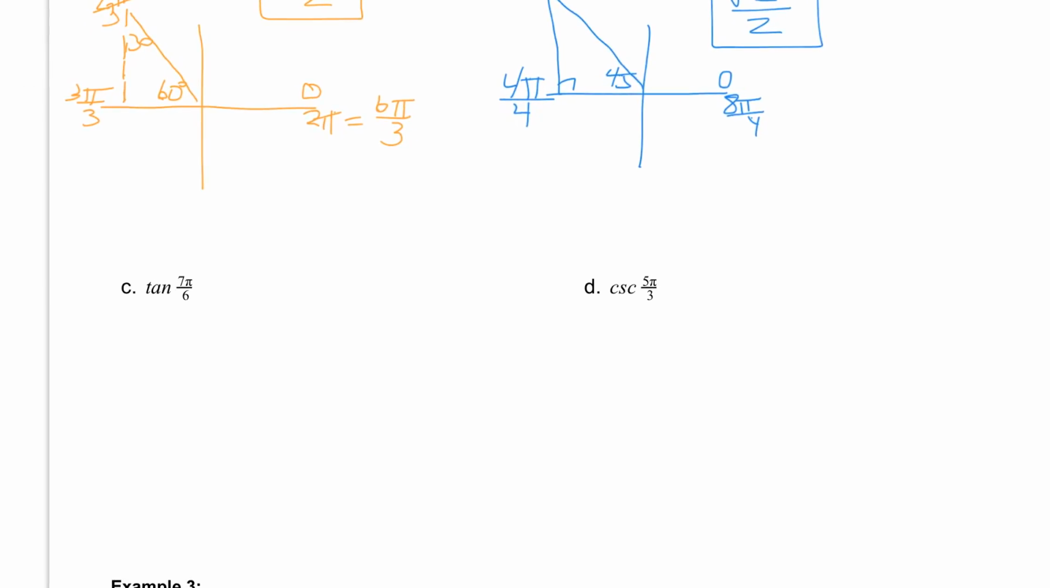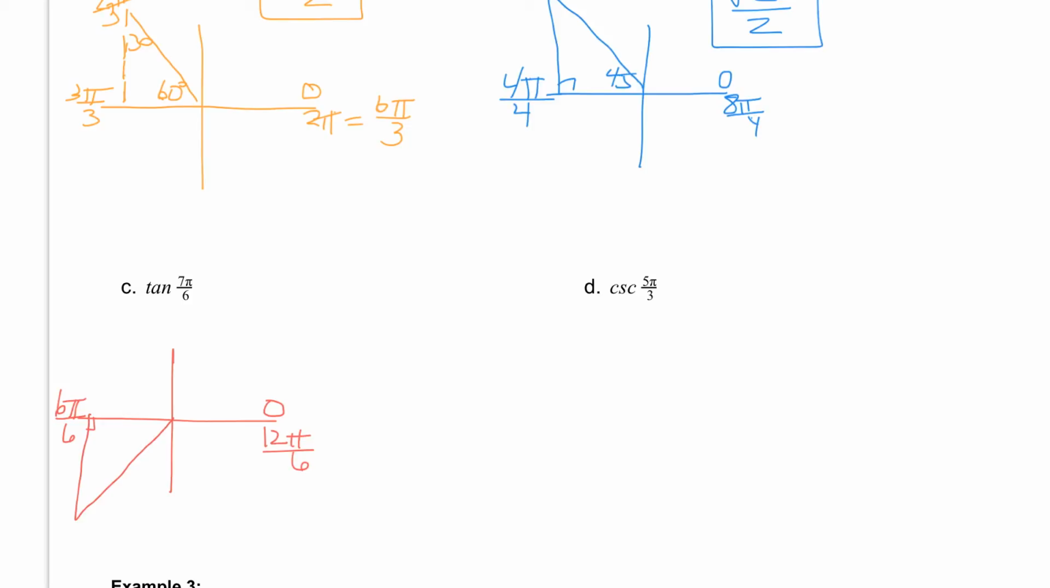Let's look at letter C. Letter C, we have the tangent of 7 pi over 6. So let's get our triangle drawn. Label our x-axis. So we have 0. This would be the same as 6 pi over 6. And 2 pi would be the same as 12 pi over 6. And if I'm looking for 7 pi over 6, it's going to be 1 more than 6 pi over 6. Which is going to come this direction, and I'd be in quadrant number 3.